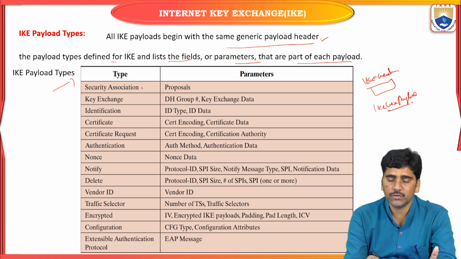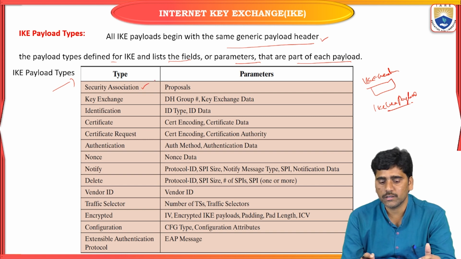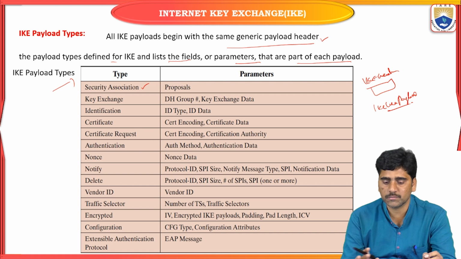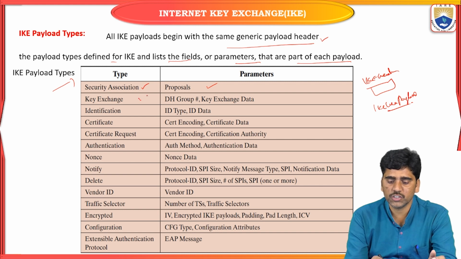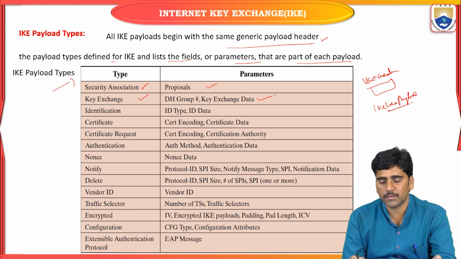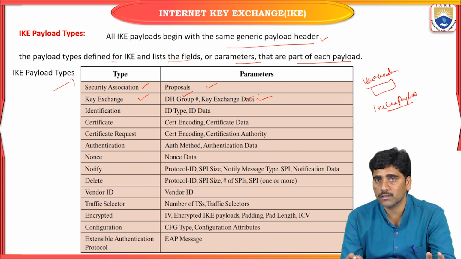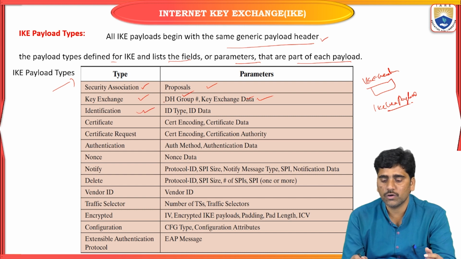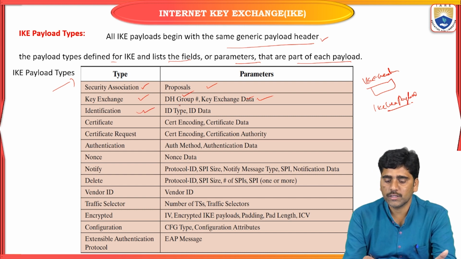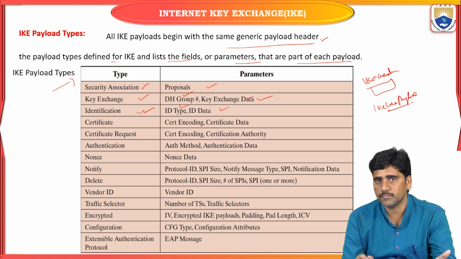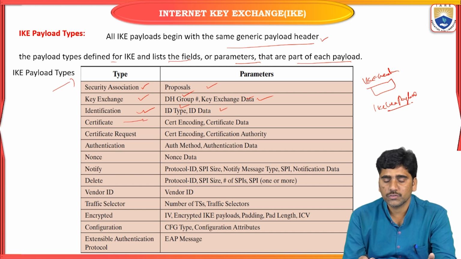So the first one is security association. It provides the security parameters between the two parties, and the parameters are nothing but proposals. Then key exchange: the DH group and key exchange data are the parameters. And identification: the ID type as well as ID data. And certificate is one type of payload which contains the parameters certificate encoding as well as certificate data.